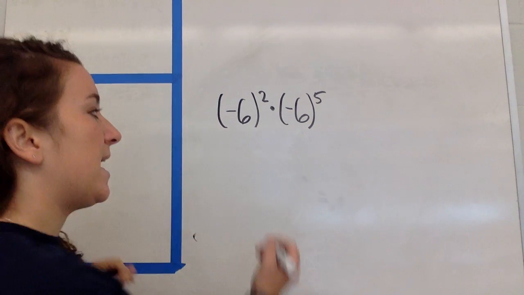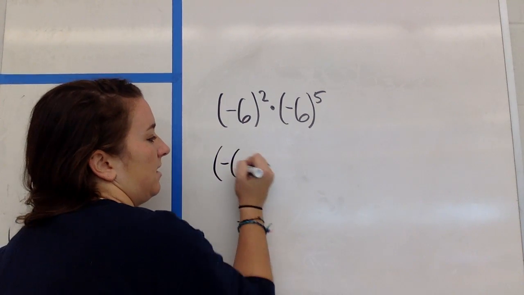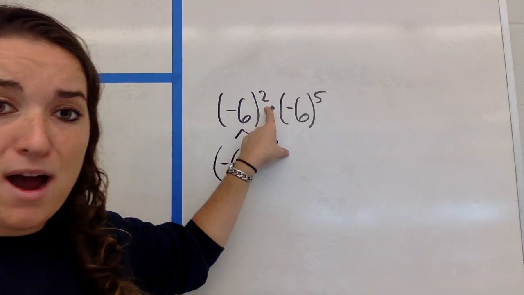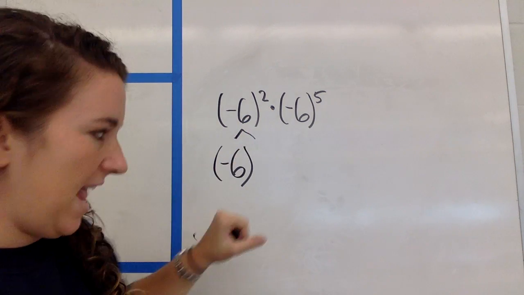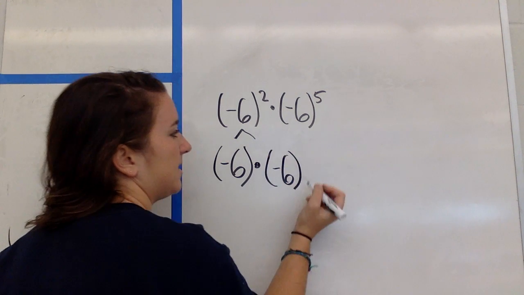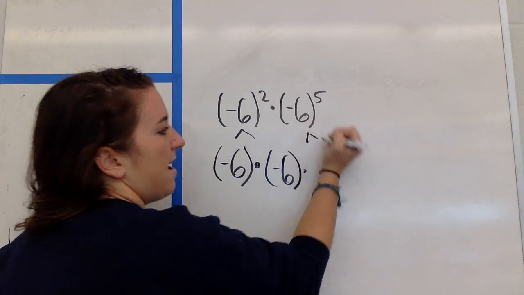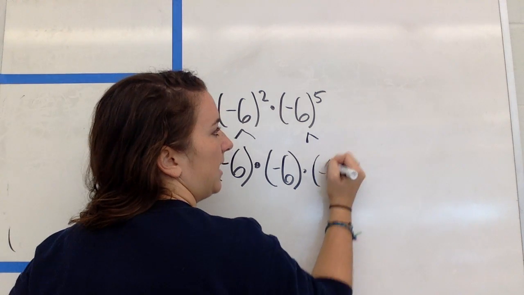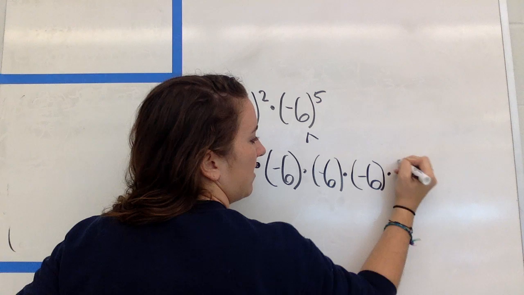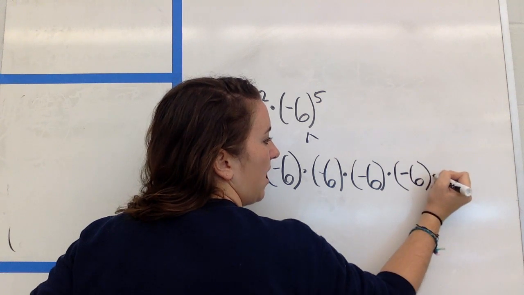So first I'm going to expand my exponents. If I have -6 to the second power, that's the same as what? -6 squared. So I'm going to multiply it 2 times. And then I have 5 more -6s, making sure that you're expanding that negative with the 6 because there are parentheses.